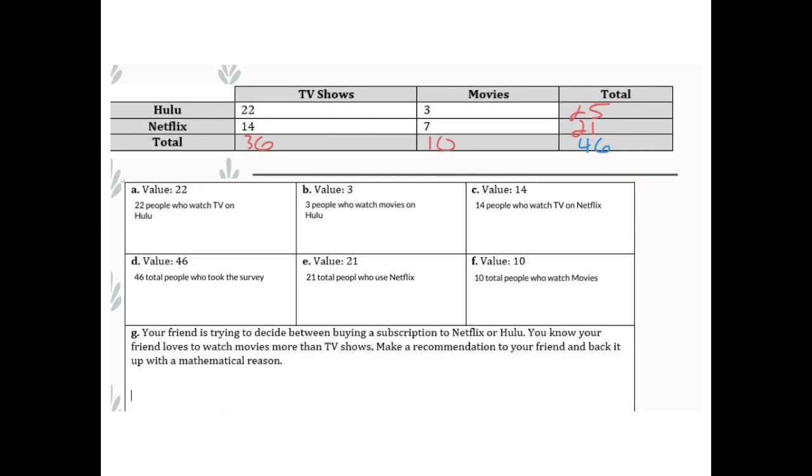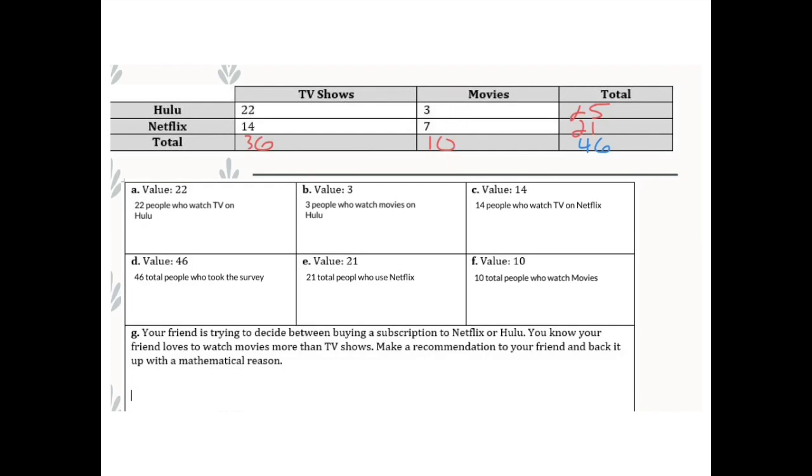Let's go ahead and check out our answers here. We already discussed the 22 and the 3. So if we look at our 14, 14 is going to be in the TV show column and the Netflix row. So then there are 14 people who watch TV on Netflix. The 46 is going to be down at the bottom right corner. This is always the total number of people in the survey, which is what our answer says. For 21, we can see 21 is a total, and it's just a total of people who watch Netflix. So that is our answer for number 21. And then lastly for the 10, total people watch movies. I know that because it's the total for the movie column.